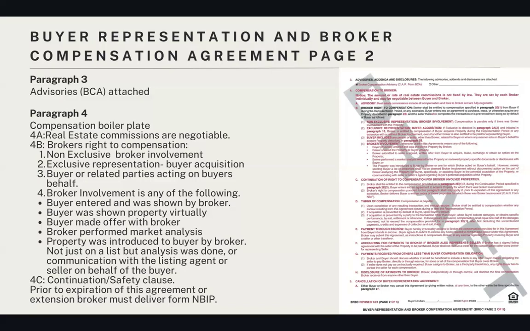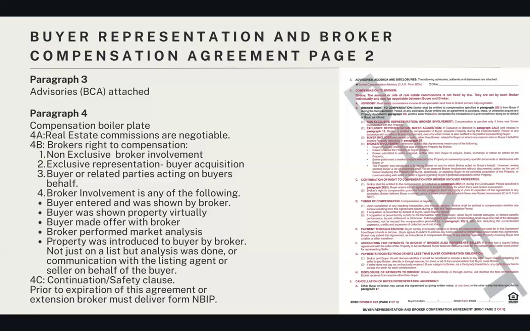And that doesn't mean that it's just given on a list, okay? But some analysis was done, or there was some communication with the listing agent or the seller on behalf of the buyer, that something was actually done. You didn't just email them a list, and that doesn't constitute that you have broker involvement. So be careful with that last one, because there's going to be people that think that if they just email a list that they're good to go. That's not the way it works. There has to be actual viable involvement for there to trigger the right to compensation.